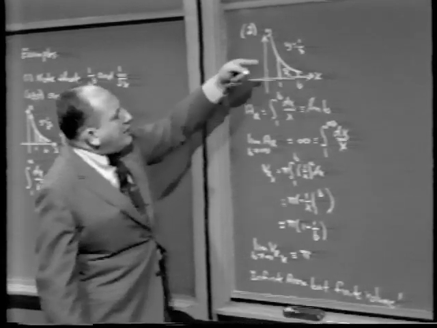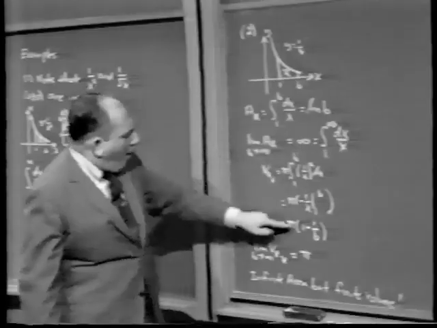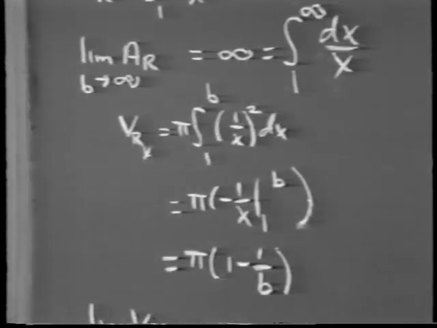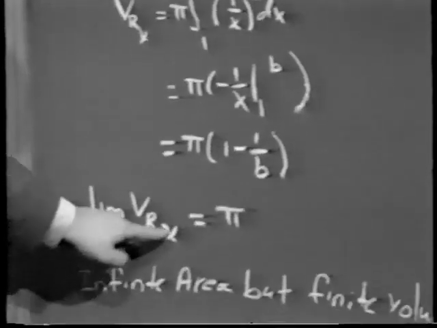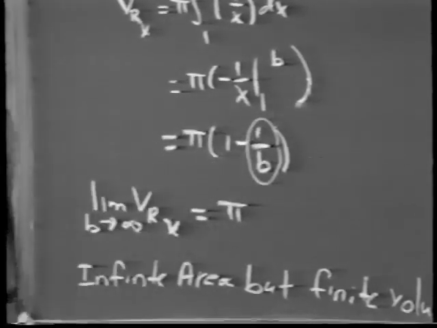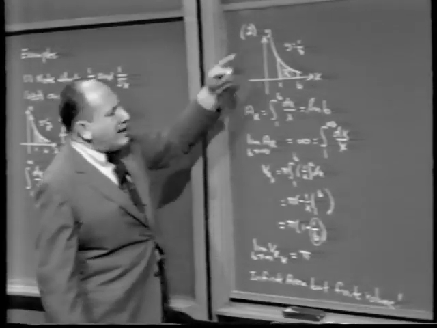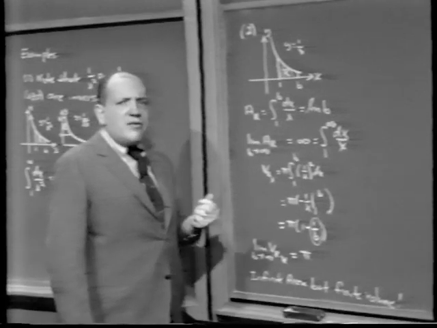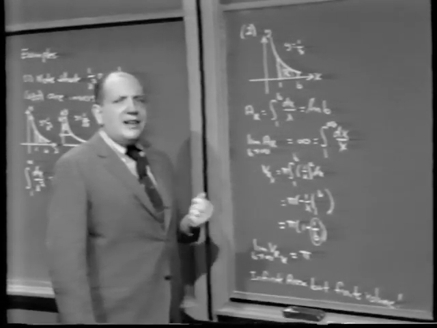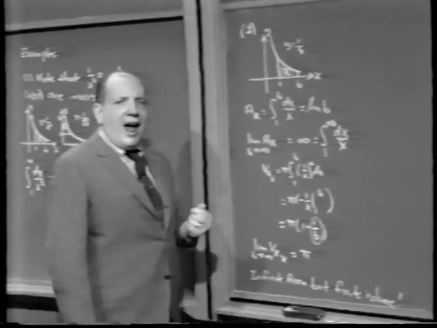In other words, what this says is, as b gets very, very large, so does R. Yet, if I rotate R about the x-axis, no matter how big b is, the volume is just pi times 1 minus 1 over b, and as b approaches infinity, this goes to 0, and my volume is just pi. In other words, this area gets infinitely large, yet the volume generated by rotating that area remains finite. Again, another idiosyncrasy of working with improper integrals and infinite regions.